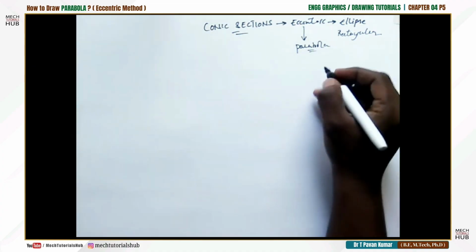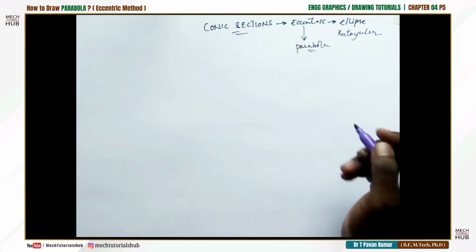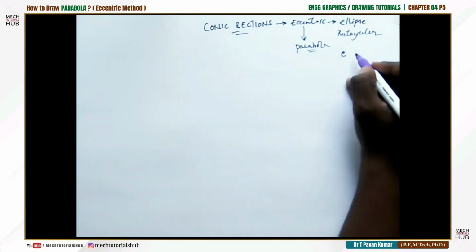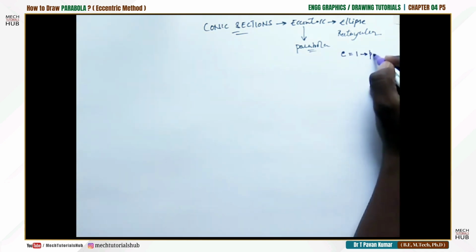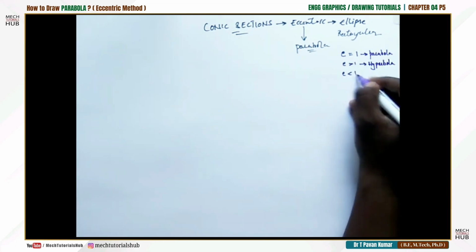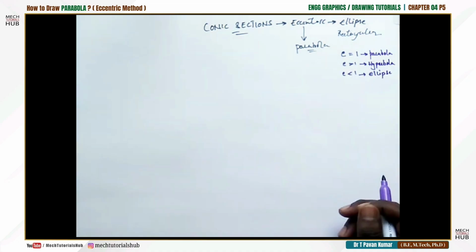Now we'll try to recall a few related points. In the eccentricity method, eccentricity is represented with the letter E. If E is equal to 1, then it is a parabola. If E is greater than 1, then it is a hyperbola. If E is less than 1, then we call it an ellipse. And this we have discussed in the previous session already.